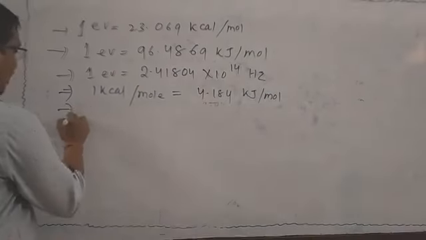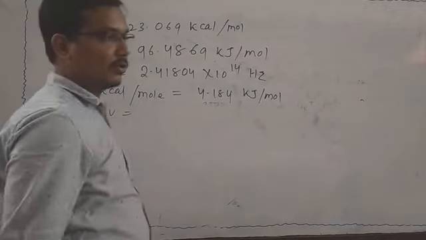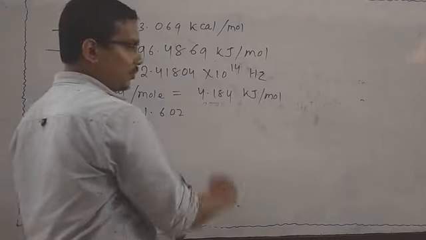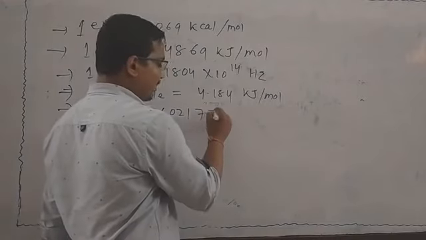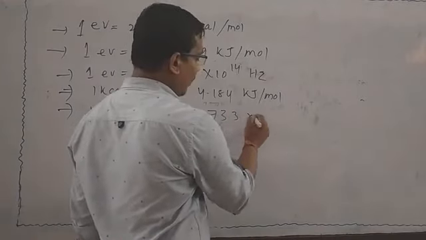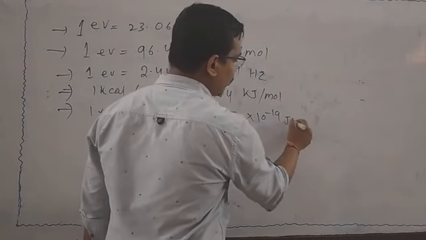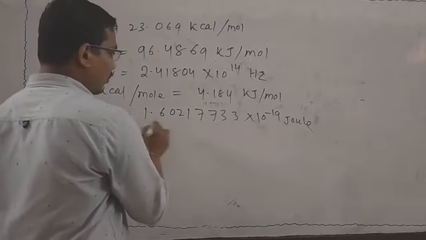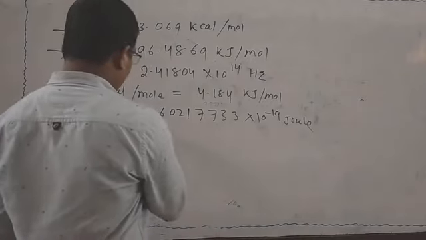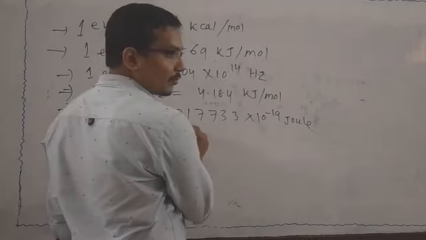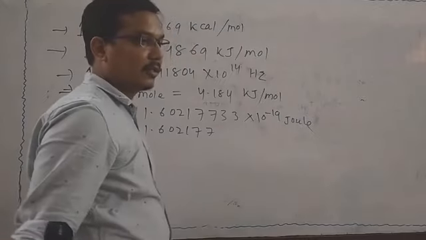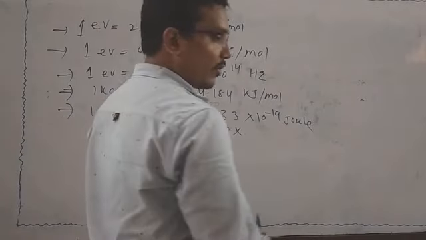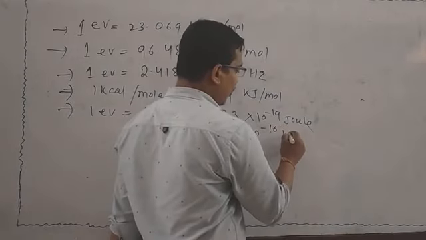Next, 1 electron volt is equal to 1.60217733 into 10 to the minus 19 joule. You can also convert into kilojoule, that is 1.60217733 into 10 to the minus 22 kilojoule.